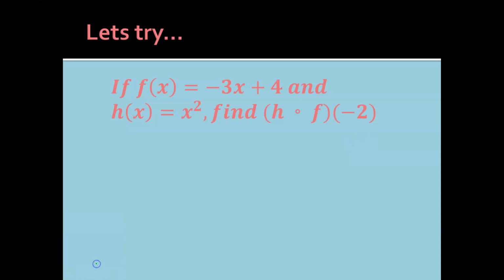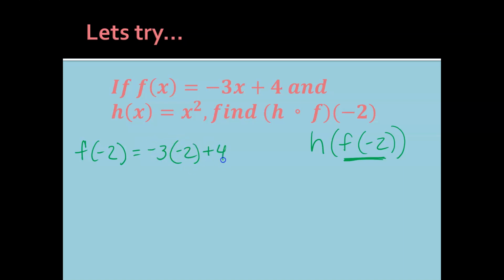Let's go to a darker color. So we're going to have h of f of negative 2, okay? So I first need to find f of negative 2 because we work inside out. So f of negative 2 means I'm going to take all of f's x's and replace them with negative 2. And we're going to use our parentheses. So negative 3 times negative 2 plus 4.